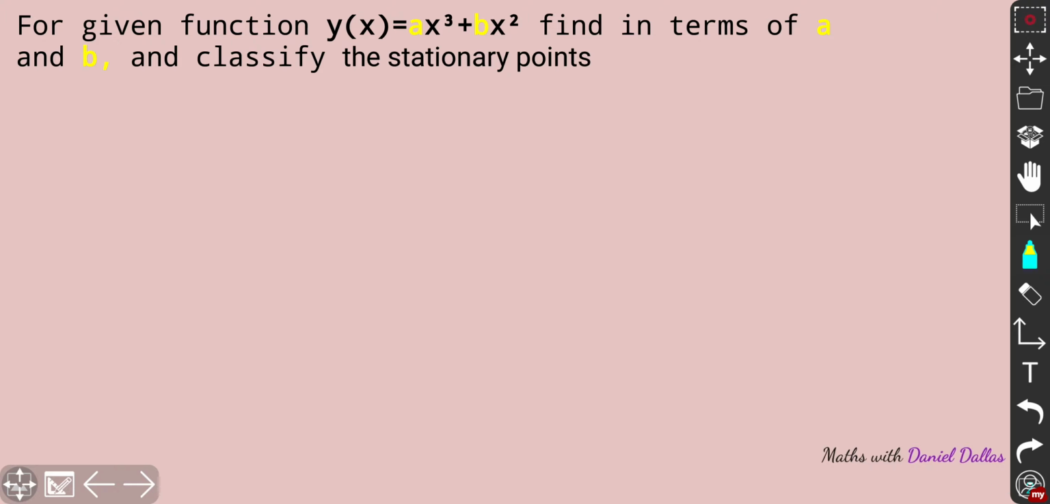You have the given function x cubed plus b x squared, where a and b are just coefficients. You need to find, in terms of a and b, and classify the stationary points. So right now what you have is a cubic polynomial with some general coefficients. It's the right time to explore, okay? So pause the video, try to do it on your own, and let's get started explaining.